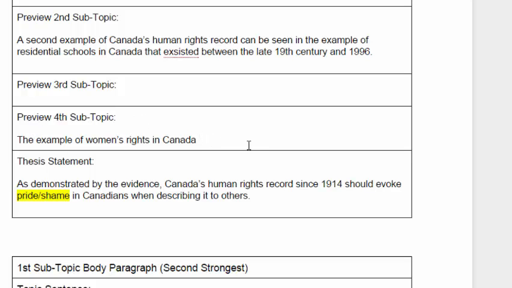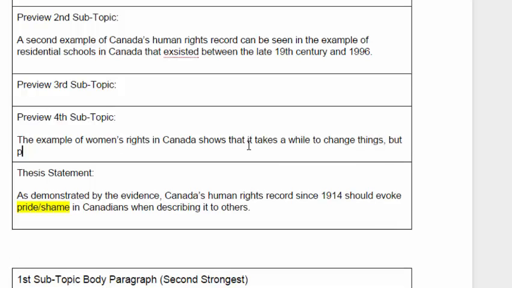So the example of women's rights in Canada shows that we, as Canadians, should be proud. Or you could say the example of women's rights in Canada shows that it takes a while to change things, but people do. Anything along those lines.